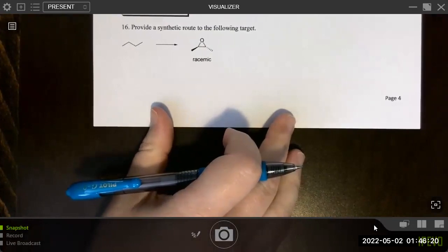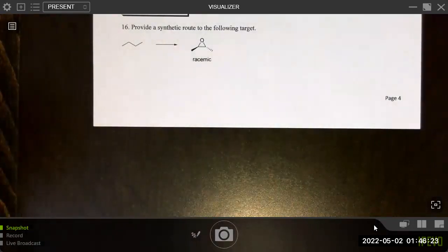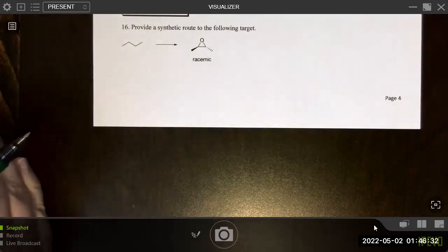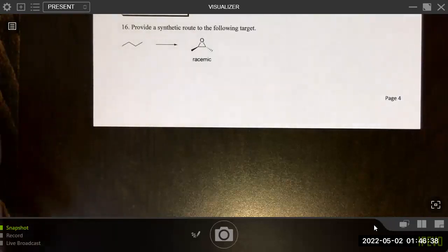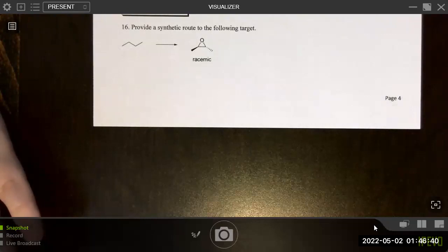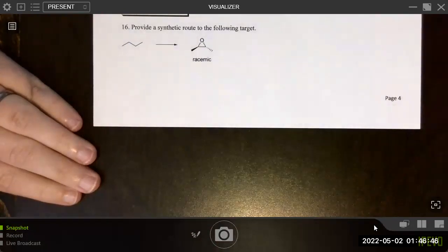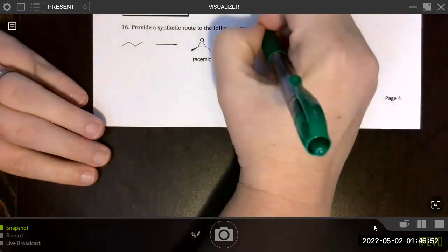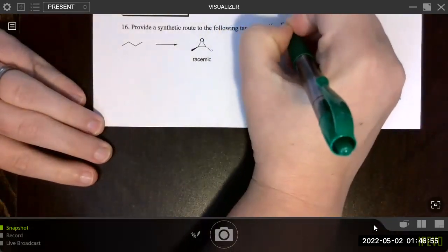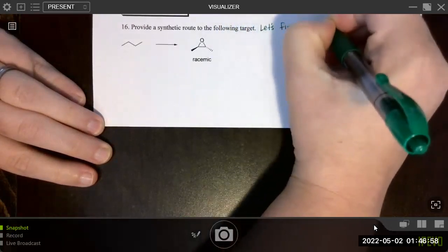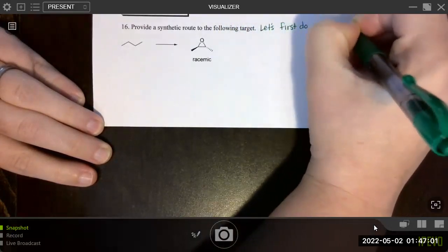Provide a synthetic route to the following target. So at this point, I want to introduce to you the concept of retrosynthetic analysis. So retrosynthetic analysis means that we're going to work backwards from the product back to the starting material. So instead of working in a forward direction, we kind of work our way back, targeting key products along the way. Okay, so let's first do a retrosynthetic analysis.